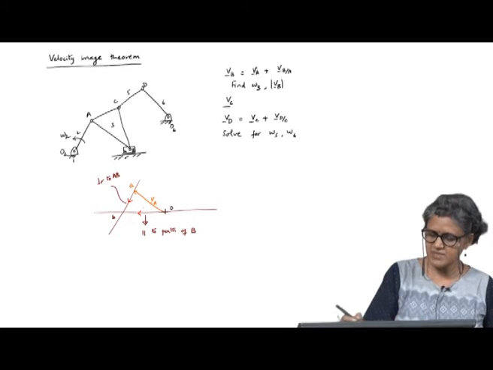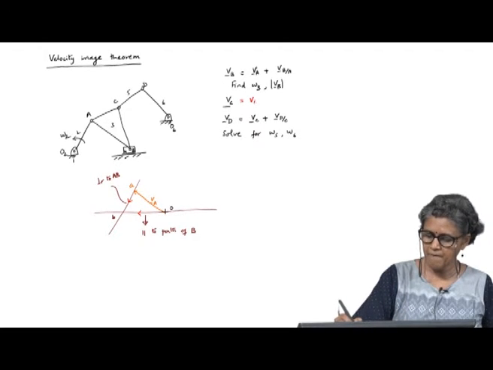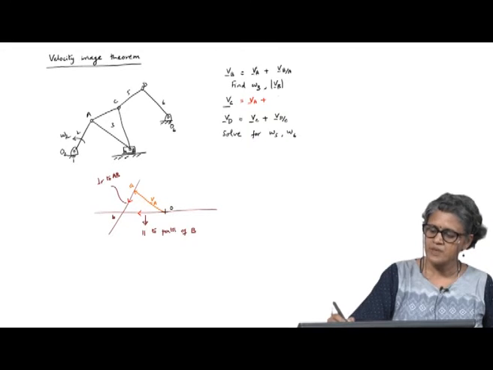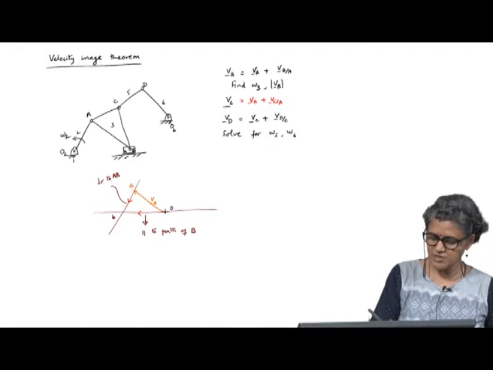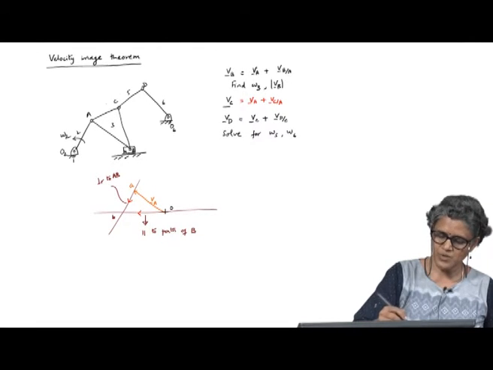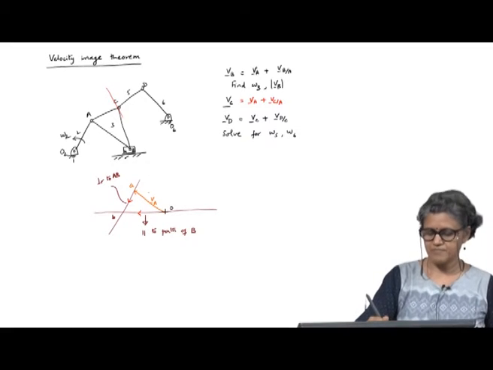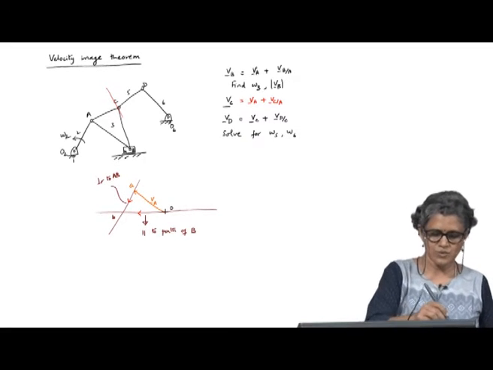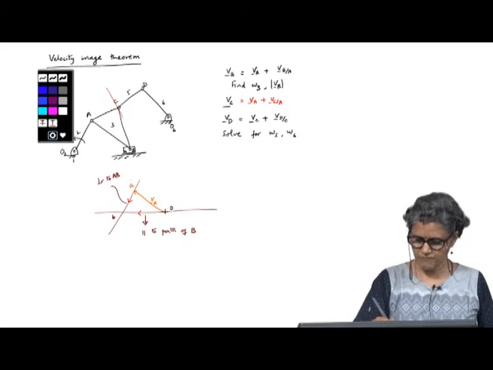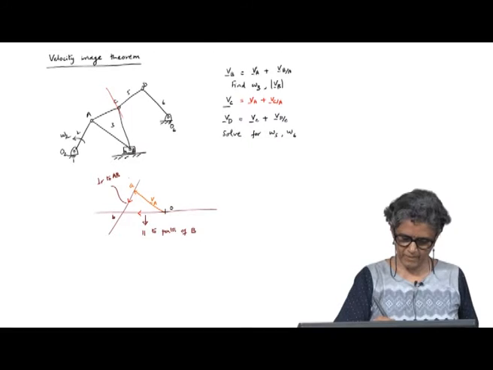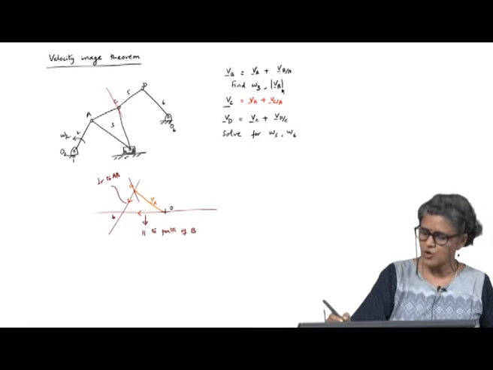Velocity of C is velocity of A plus velocity of C relative to A. Okay. Now, when I do that, I already have velocity of A, and velocity of C relative to A is going to be along that, right. So, I would have this. So, this also I know the magnitude now, once I know omega 3.